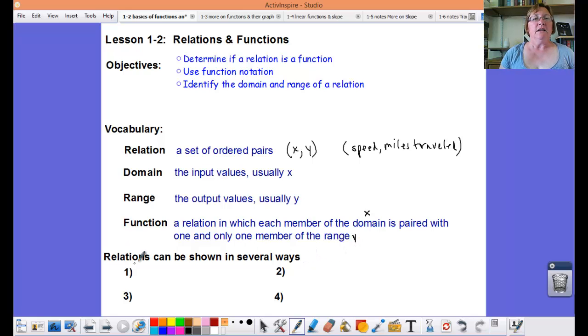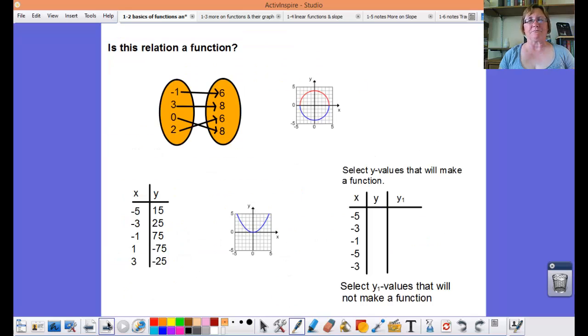Okay? Relations can be shown in several ways, and we're going to look at each of them on the next slide. Many of us are familiar with the ordered pair notation. So a listing of ordered pairs. A second way to show a relation is with a table, a graph. The last of our methods is a mapping, and some of you will remember that from your algebra class, and when you look to the next slide you'll remember for sure.